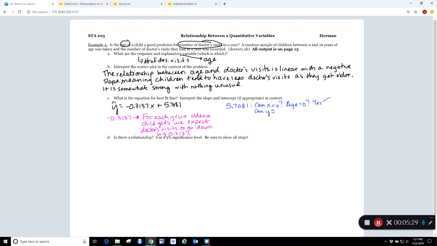Can Y be approximately this number we got? And we're talking about then doctor visits. So is it possible to have between like 5 and 6 doctor's visits in a year? Yep. And then that last one is if we have any data near X equals 0. So we need our scatter plot there.